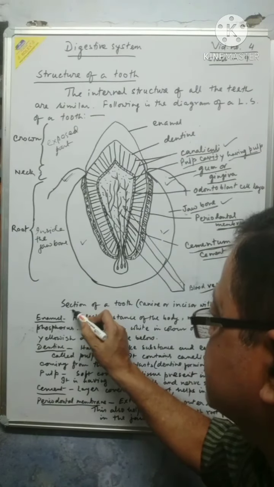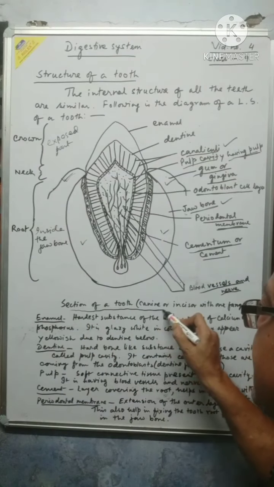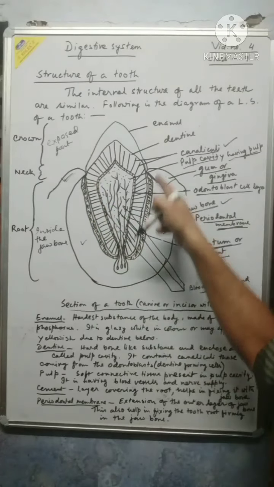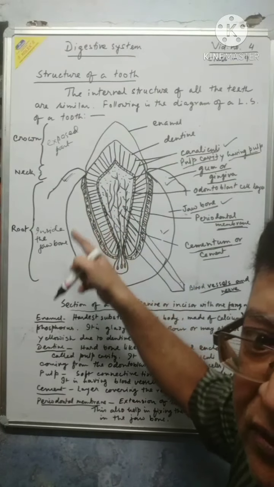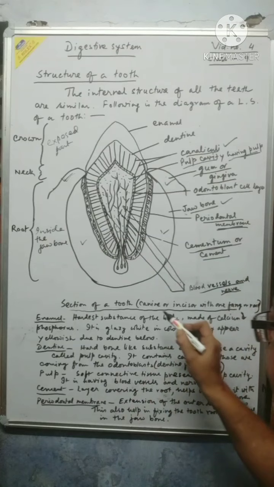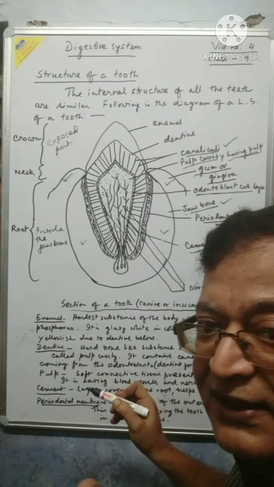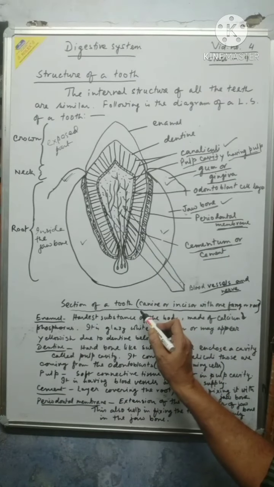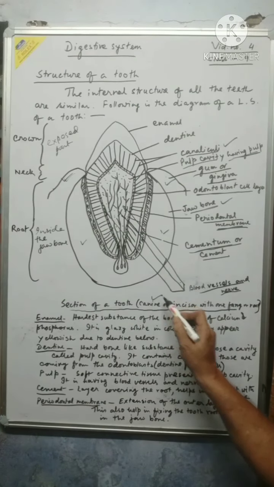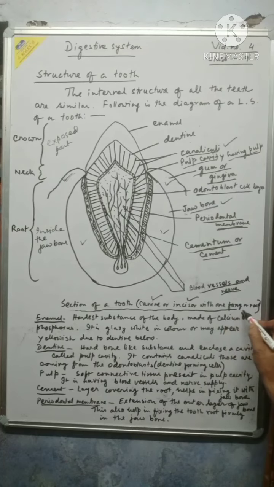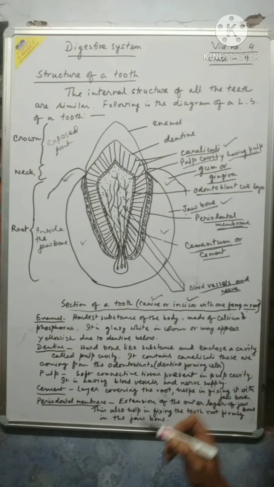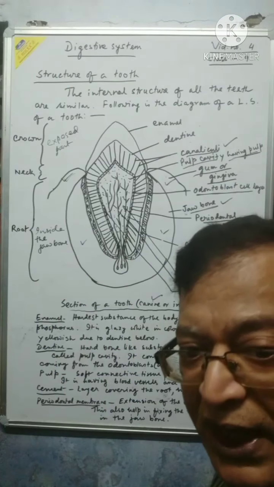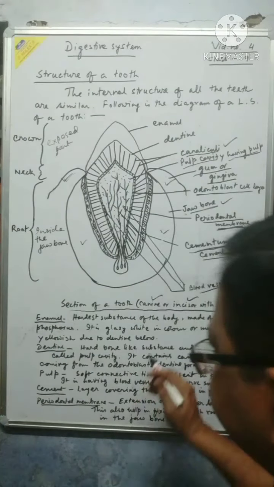This section of a tooth is sometimes asked in the exam: suggest the name of the tooth. Since it is showing only one root, look at that, one root. So single fang. When it is a single fang, then it is either canine or incisor. That's why it is written here: section of a tooth, either canine or incisor with one fang or root. If it is more than one fang, 2 or 3, then it is either premolar or molar.